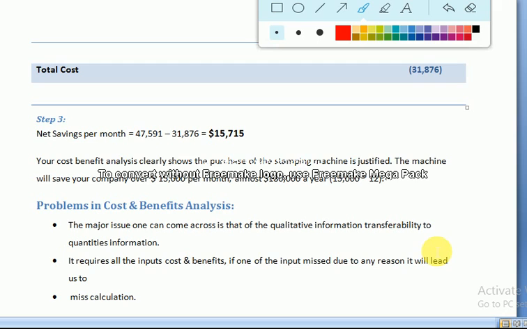So dear students, I hope you understand the CBA analysis of the project or the project acceptance and rejection criteria.